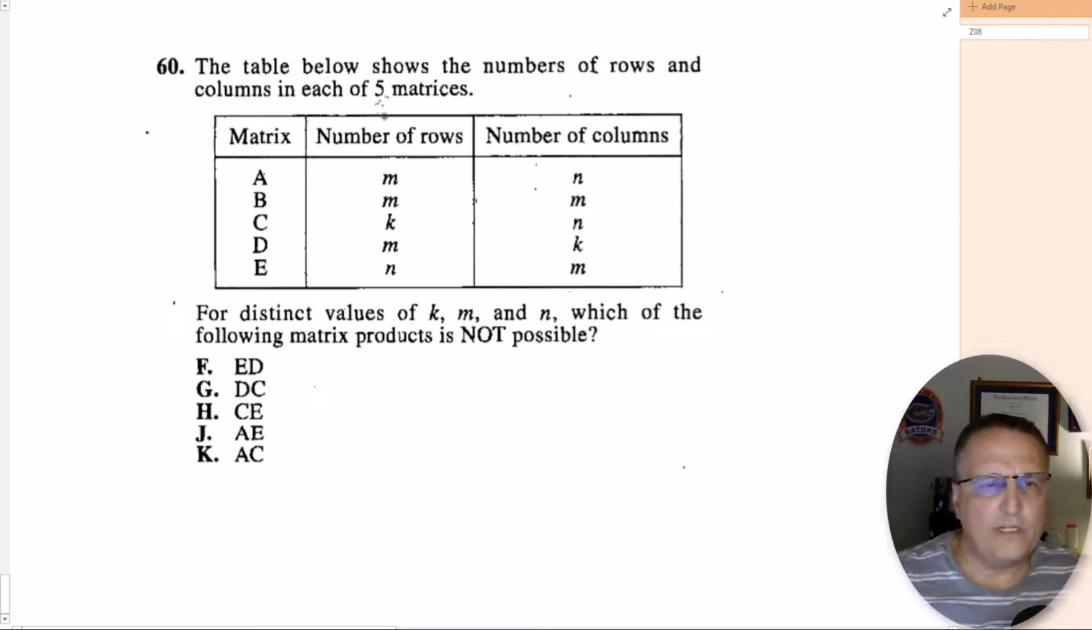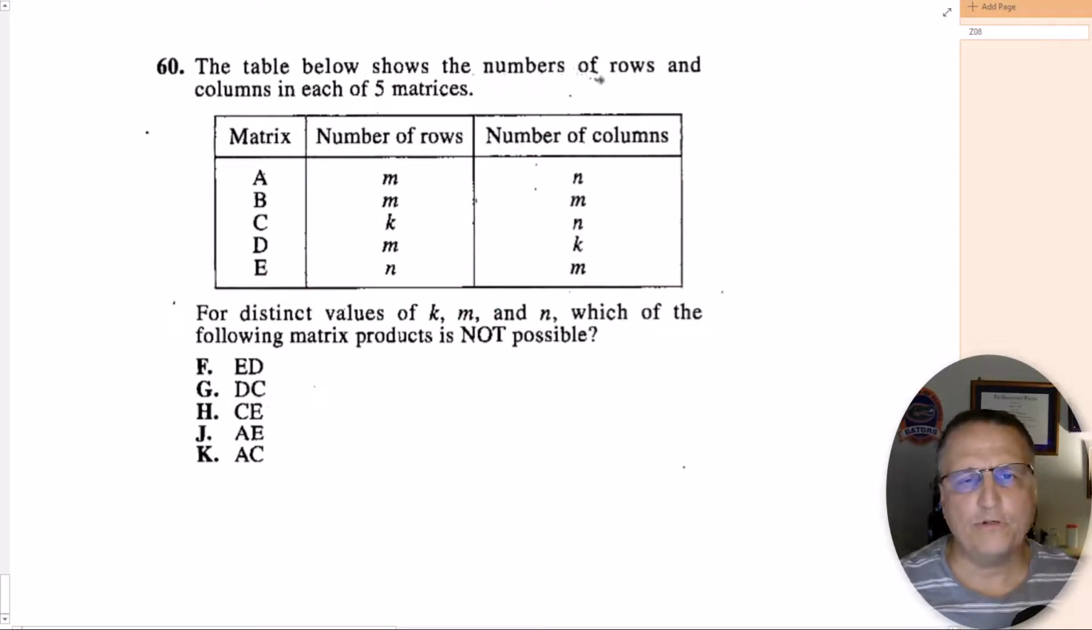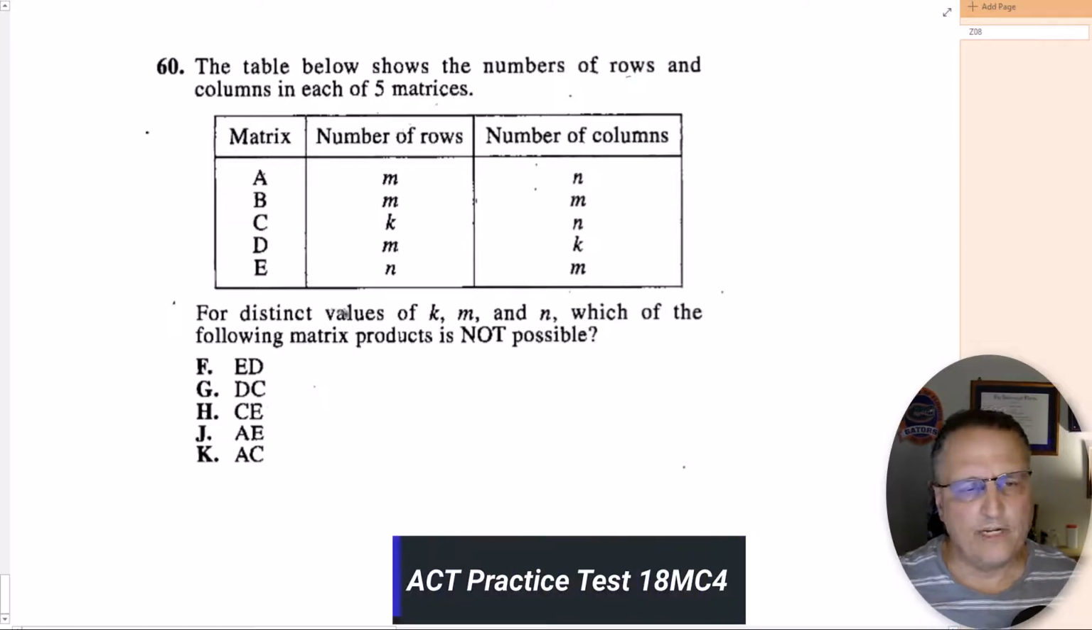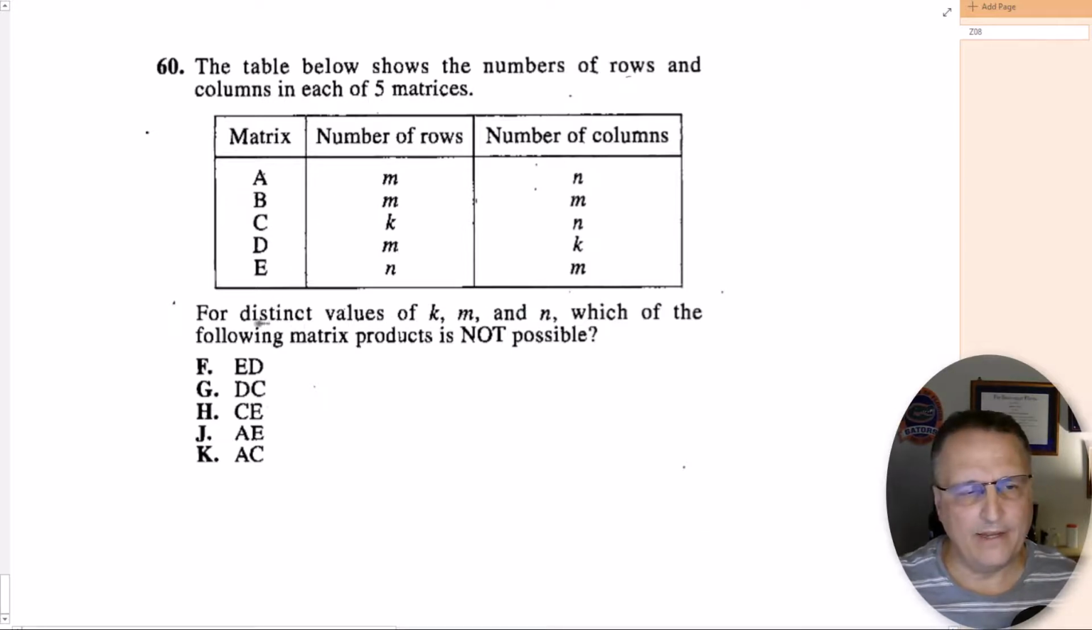Here's our next problem. This says that the table below shows the numbers of rows and columns in each of 5 matrices. For distinct values of k, m, and n, which of the following matrix products is not possible? Well, in order for you to figure this problem out, you have to know something about matrix multiplication. That is, when you're going to multiply 2 matrices together. The only way that you can multiply 2 matrices together is if the number of columns in the first matrix matches the number of rows in the second matrix.